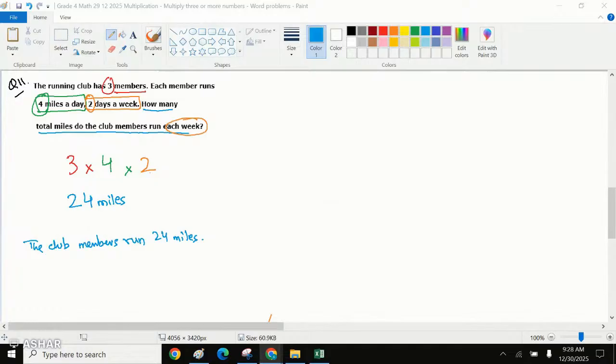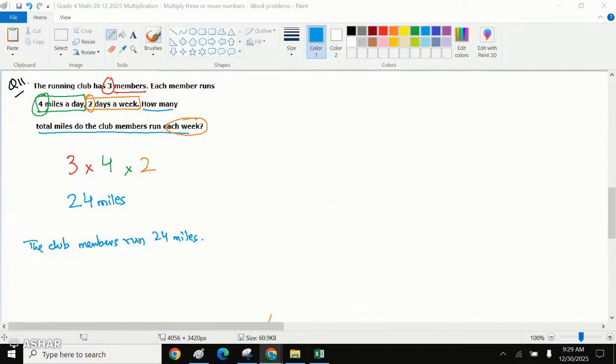Oh, 24 is the correct answer. Why? We wrote 20 and 10. See, there were 3 members. If there are 3 people and they are running 4 miles per day, that means in one day, that would be 3 multiplied by 4, that is 12. But in a week, they did twice a week, right? So twice a week would mean 12 multiplied by 2. That means they are running 24 miles in a week. That is 2 days of running. Okay. Thank you.